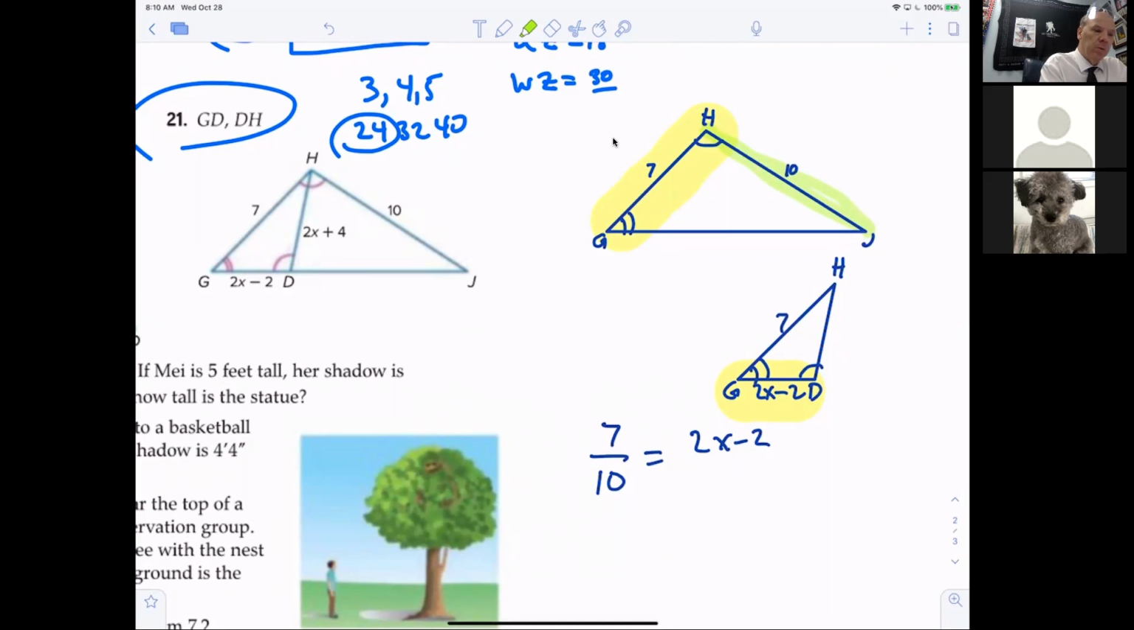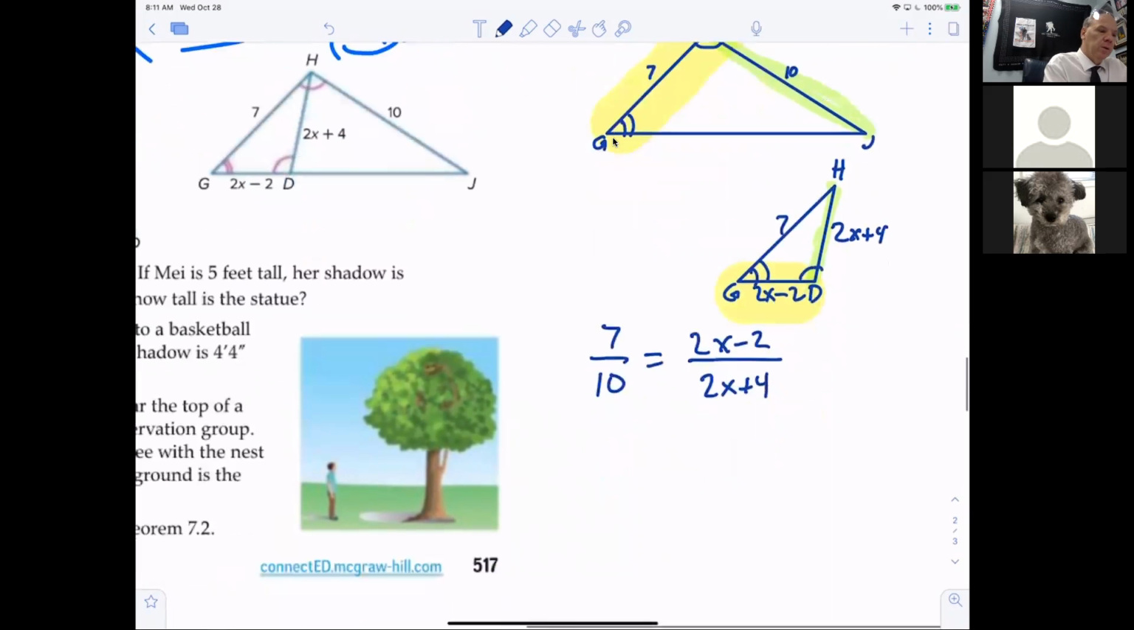Oh, I left DH off, that's why. DH is 2x plus 4, right? So that's how I knew it was 2x plus 4. Do you agree with that?